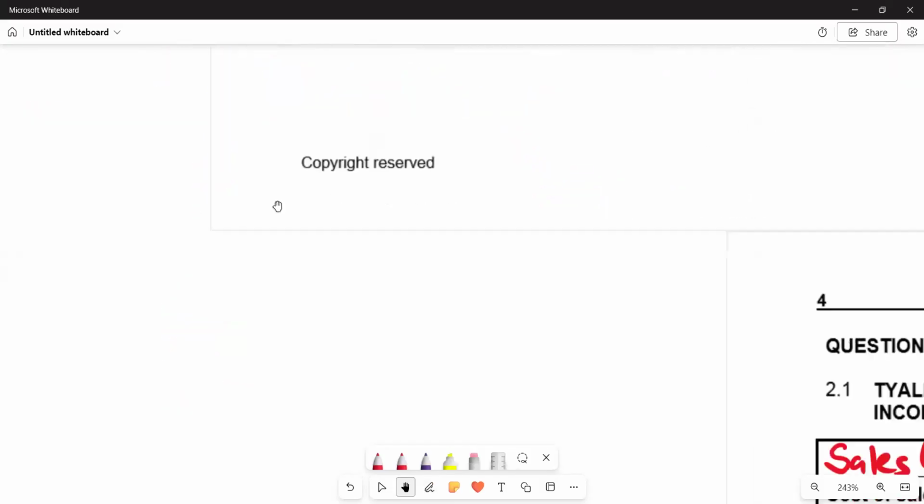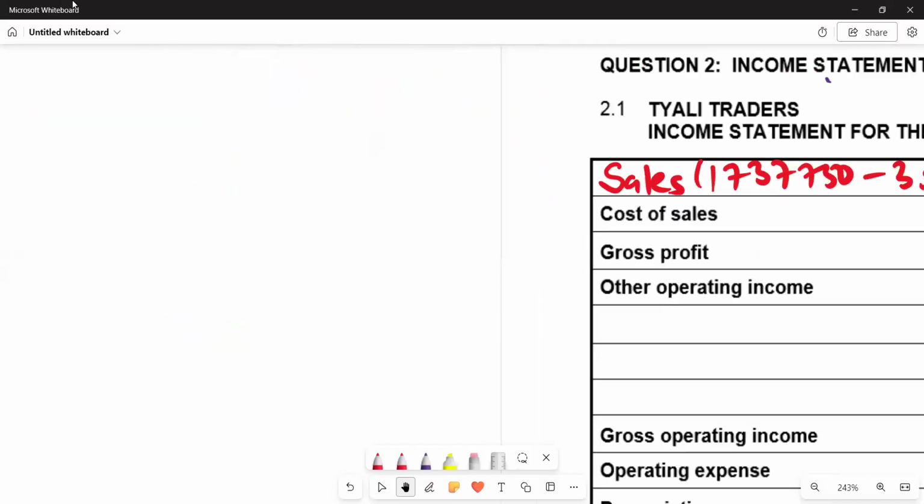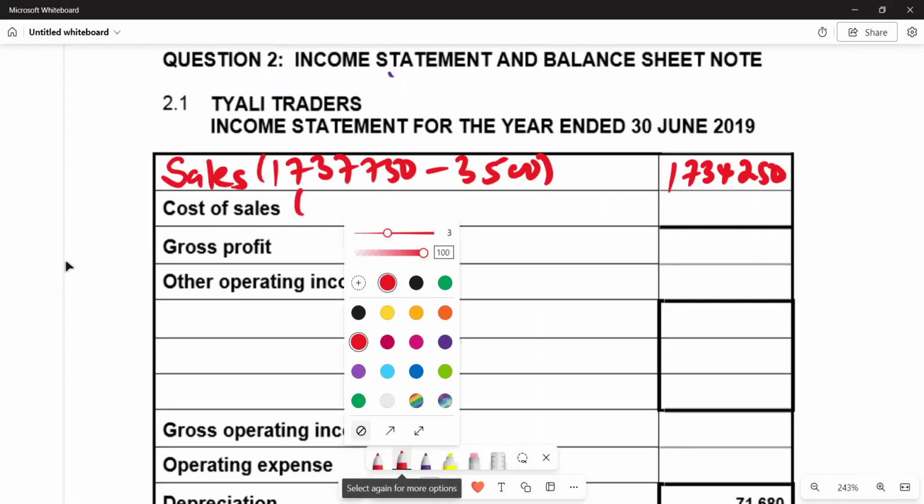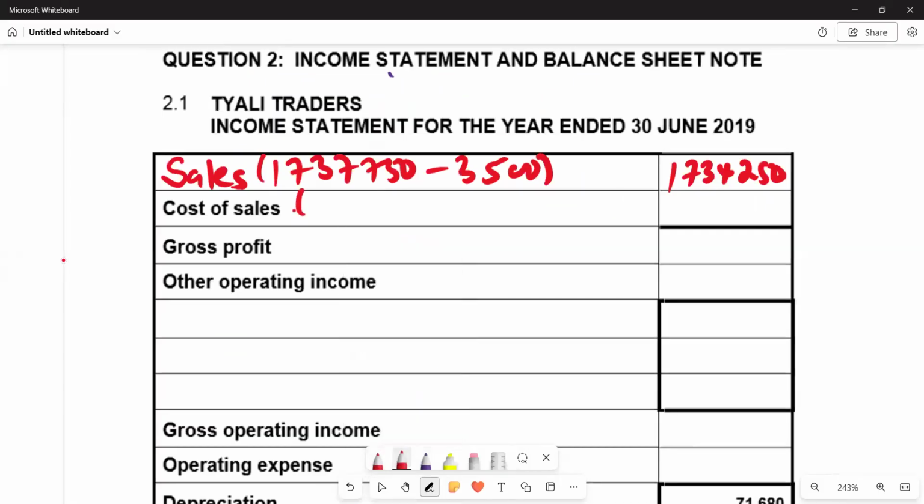So we come here. We say cost of sales. In brackets, we can just try to summarize that. Remember, we said 100 over 175. So we're saying 100 over 175, and then we multiply it by 1,734,250. This is exactly, and then we got 991,000. As simple as that.